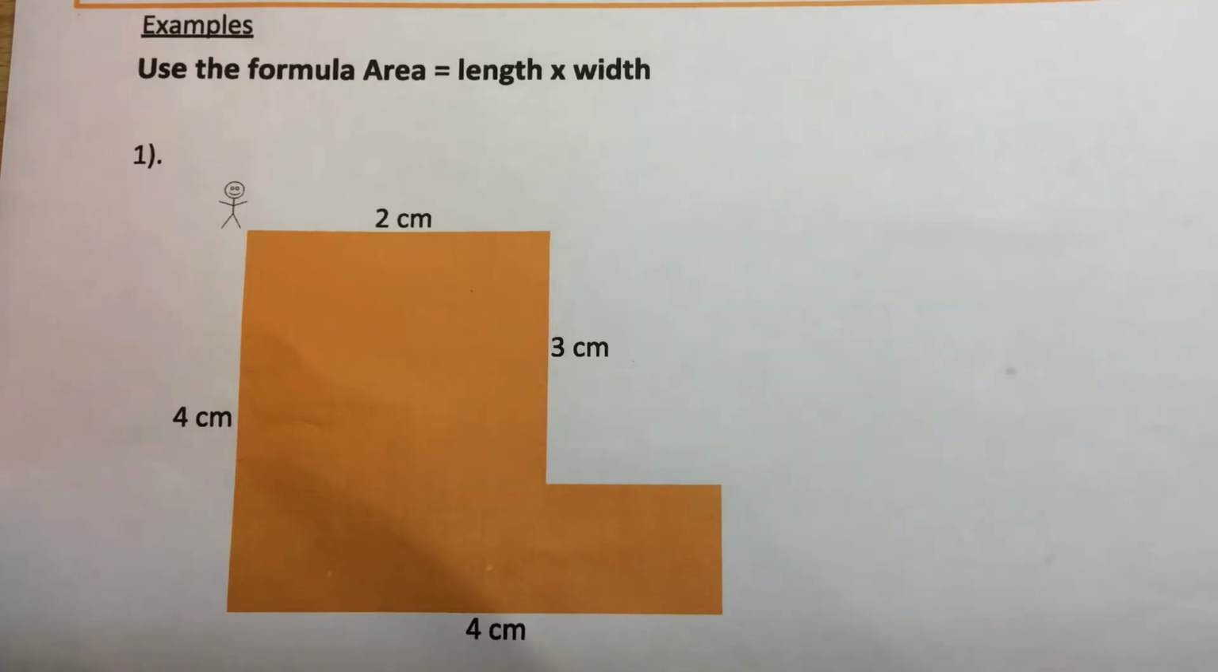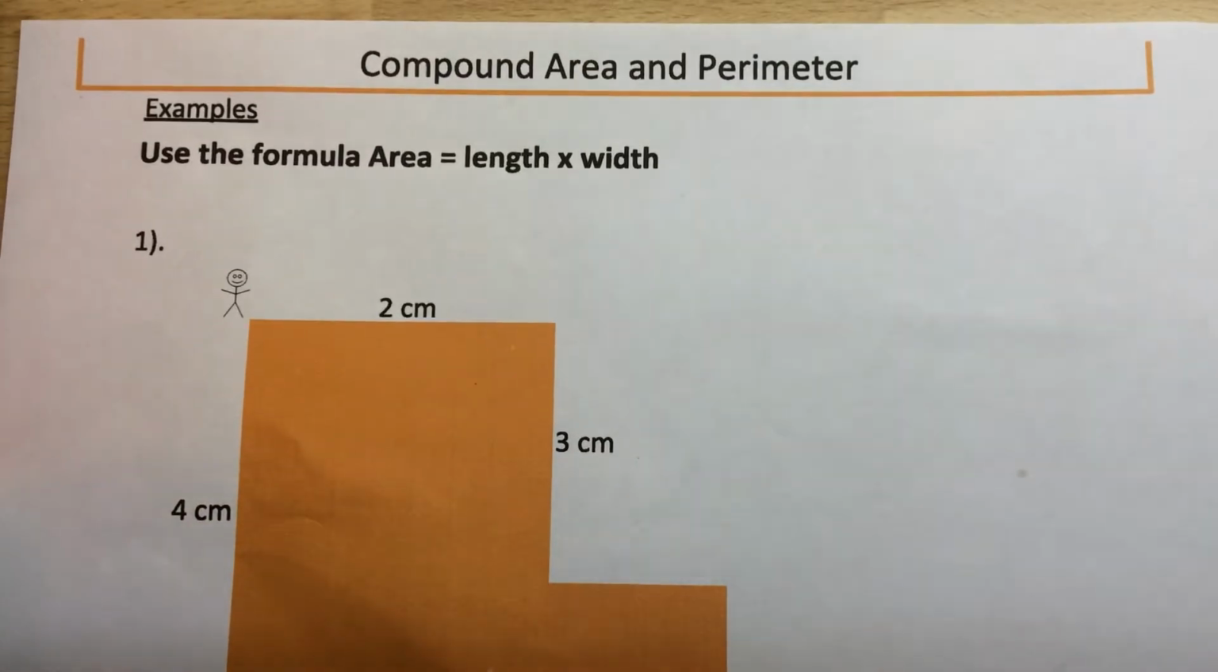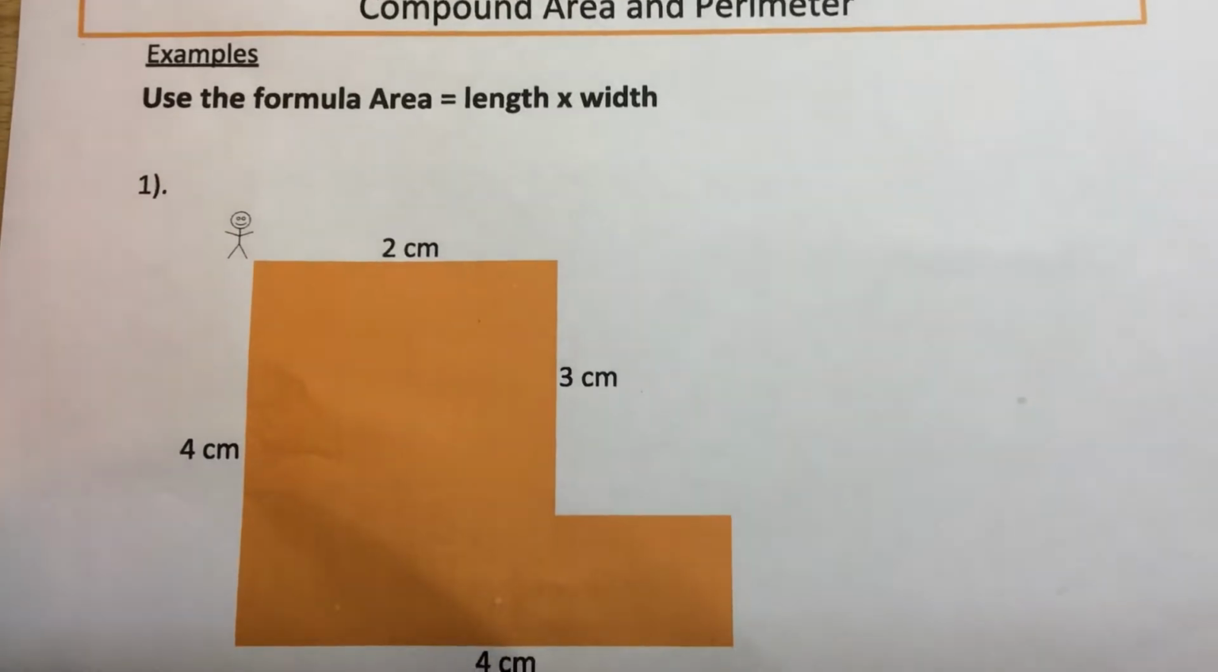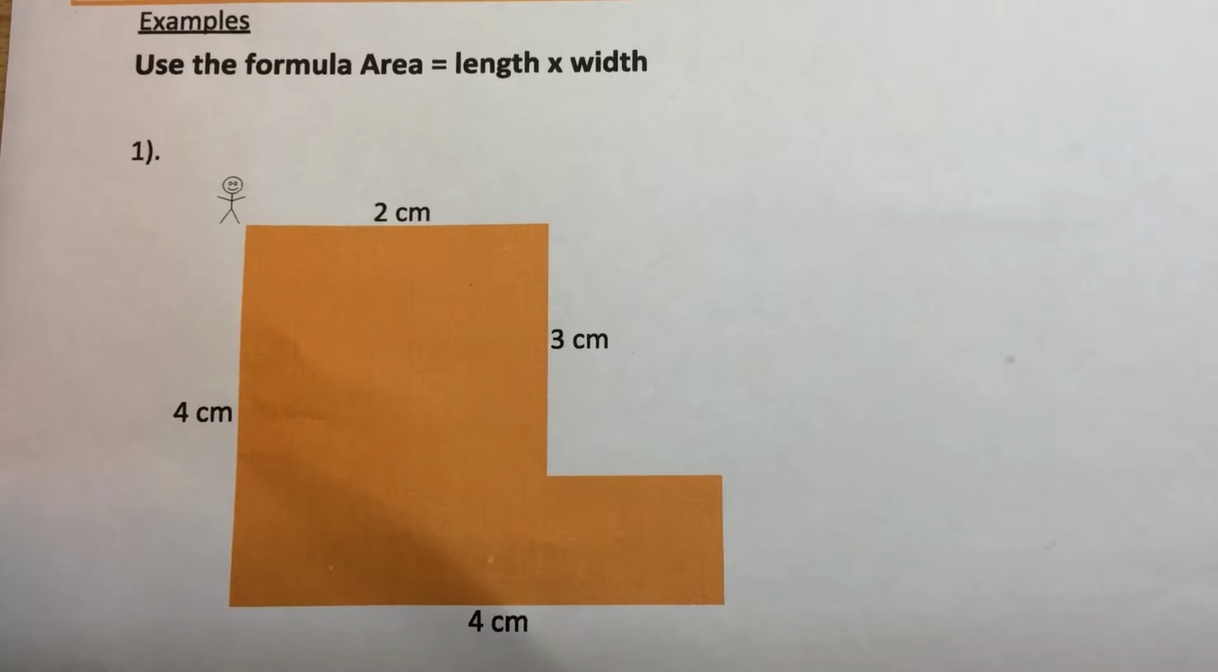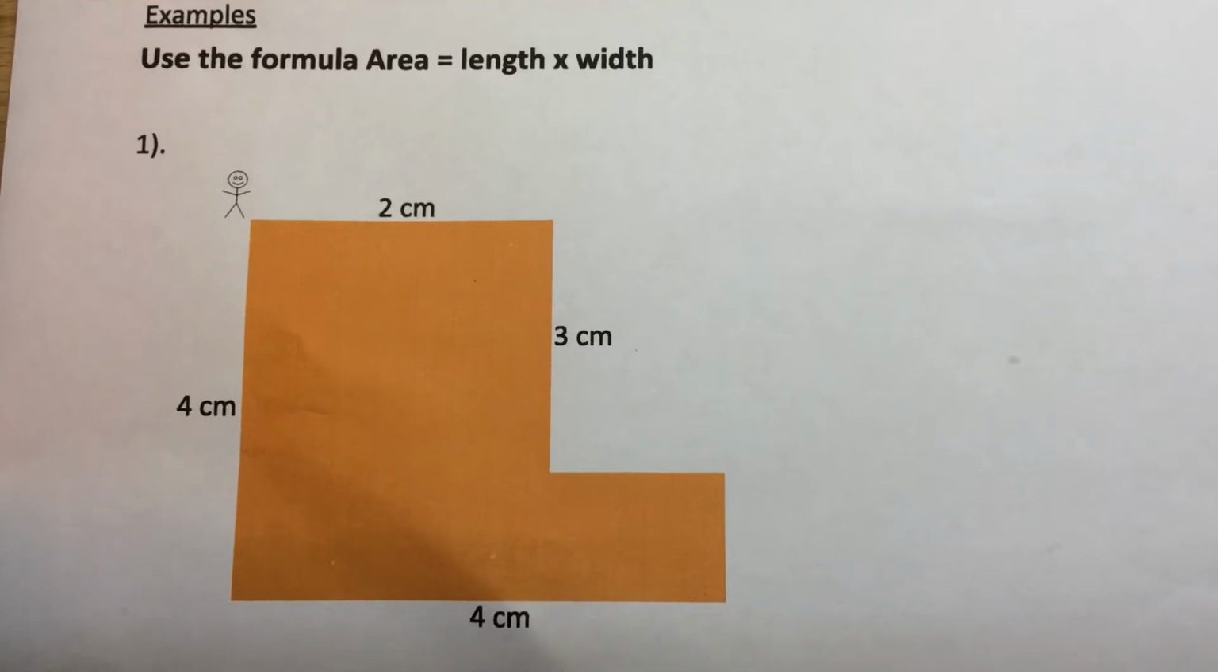Hi everybody, we're going to be looking today at compound area and perimeter. So the first example then is this compound shape here. It's a compound shape because it's made up of two shapes, two rectangles in this case. First of all, we're going to be looking at perimeter.